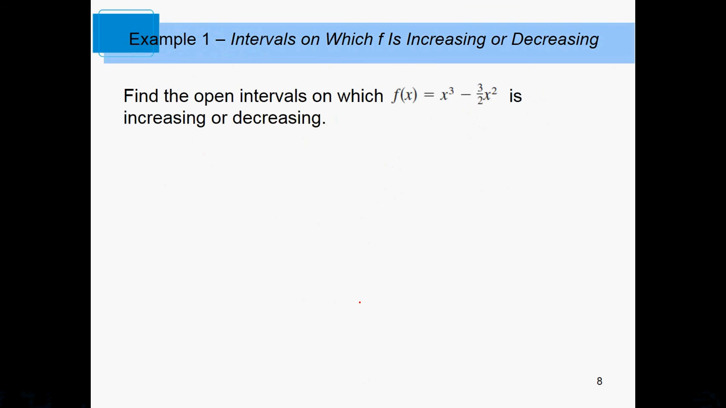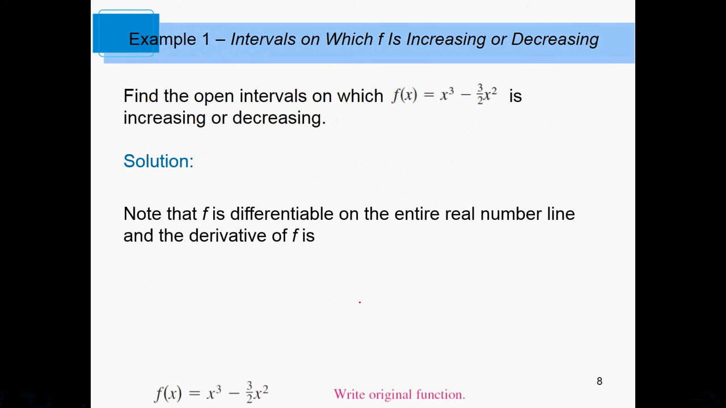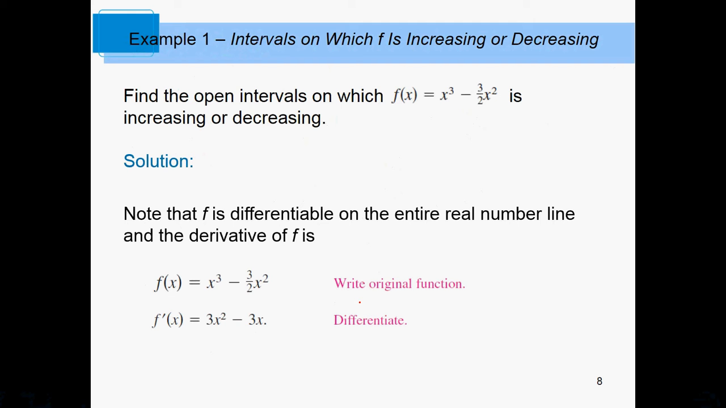So find the open intervals where x cubed minus 3 halves x squared is increasing or decreasing. So the first thing we have to do, find the first derivative, right? From here on out, just about always the first thing that we're going to have to do is find a derivative. So, what's the derivative of x cubed? 3x squared. What's the derivative of negative 3 halves x squared? Negative 3x. All right, so 3x squared minus 3x.